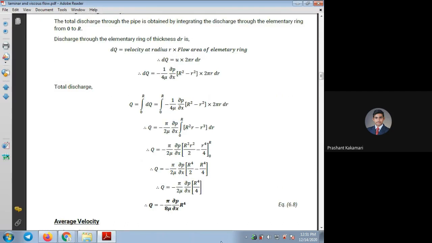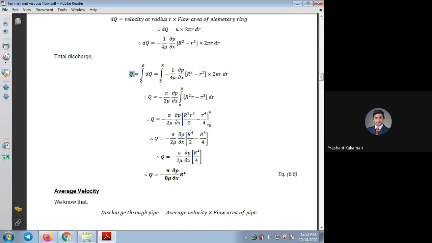As you know, to find the total discharge, you can convert this dq into total Q by integrating from 0 to R, that is from the center to the full pipe radius. On the right-hand side, I integrate between 0 and R: minus 1 by 4 mu dp by dx into bracket R square minus small r square into 2 pi r into dr. After integrating, what changes will be there? The constant values we separate, and we integrate only the radius terms.